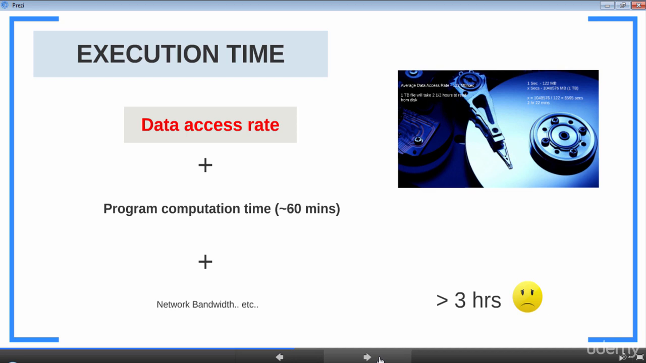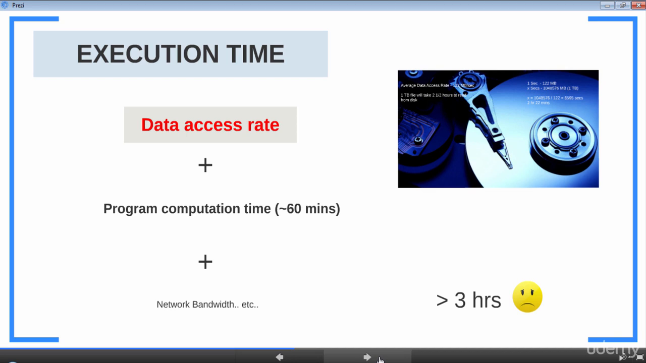I have a crazy idea. What if we replace HDD with SSD? SSD stands for solid state drives. SSDs are a very powerful alternative to HDD. SSD does not have magnetic platters or heads. They do not have any moving components and it's based on flash memory. So it is extremely fast.